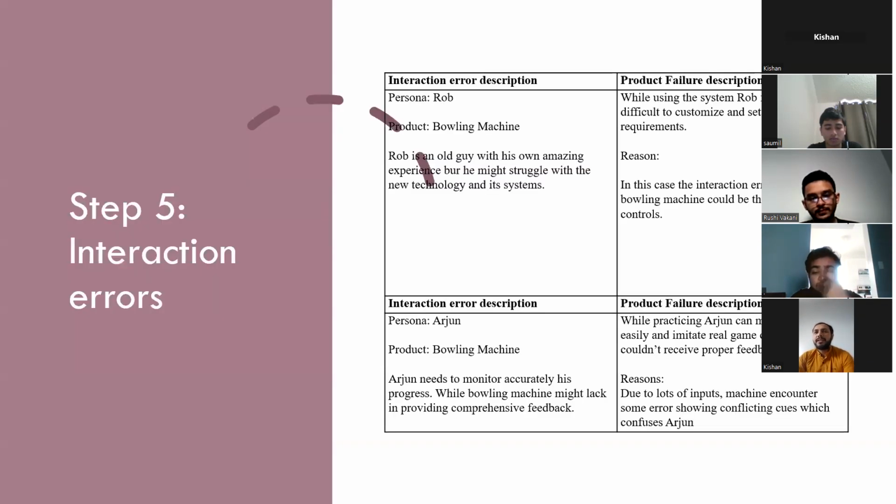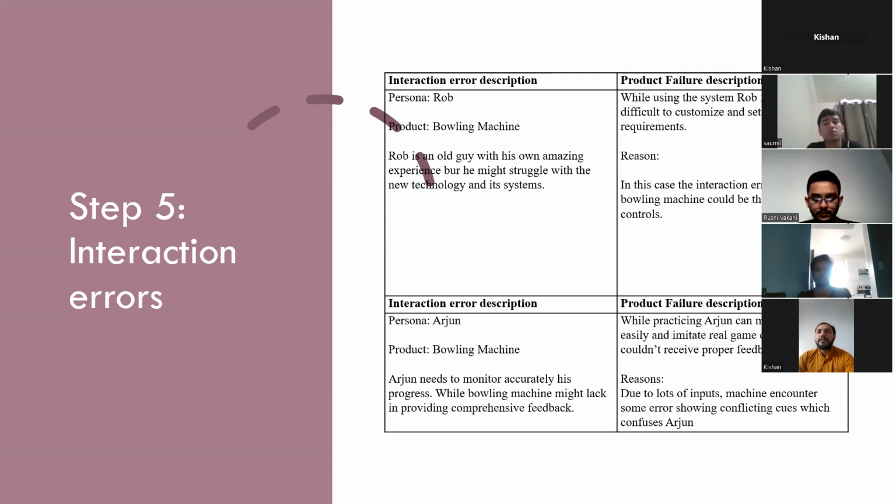batting practice. And step 5, we chose interaction errors. With interaction errors, we can know the actual reason for the product failure. Like, the first person was Rob.